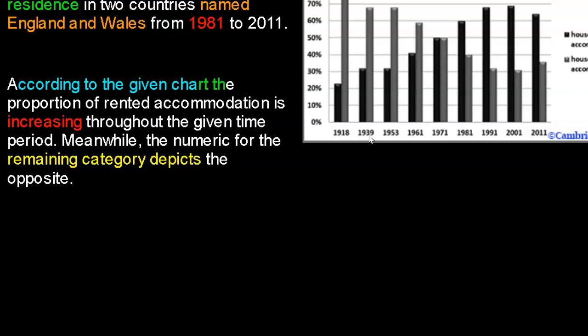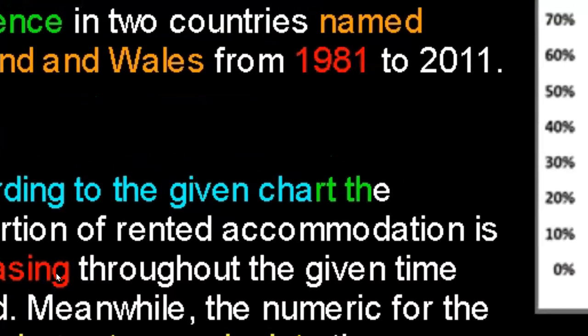Okay, and here's your next big mistake. Rented accommodations in this graph is represented in the lighter color, and this is going down. It is decreasing. The proportion of rented accommodation is increasing. You got it completely wrong.